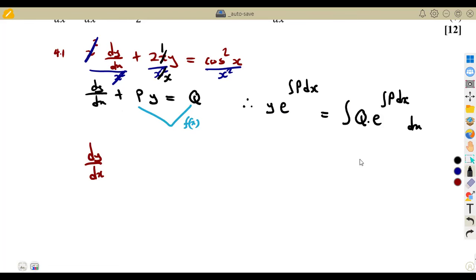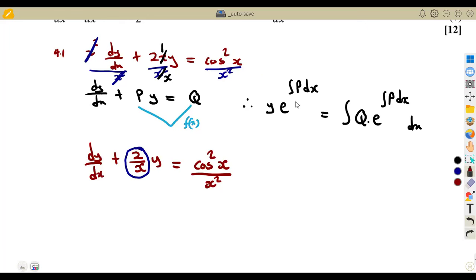So we have to write it in a proper way where we can properly see the function. The function that is carrying x here is this part, 2 over x. That is our p, so it's going to be plus 2 over x times y. So we properly see what is representing our p. Py is equal to q, which is also a function of x, and this cannot be simplified. We just leave it like that, which is cos squared x over x squared. So this is what we are supposed to have from the formula.